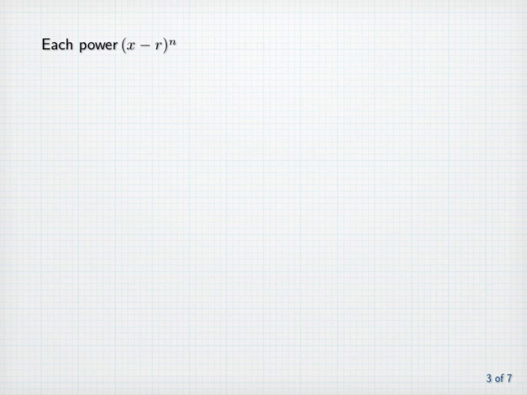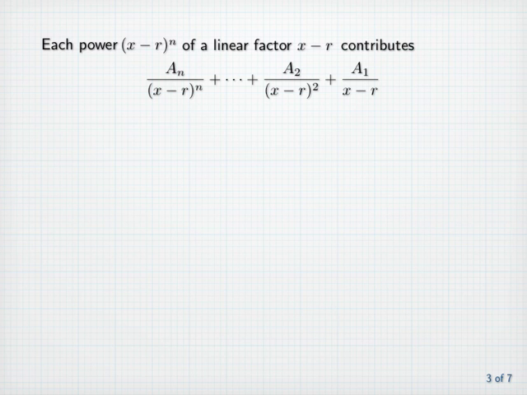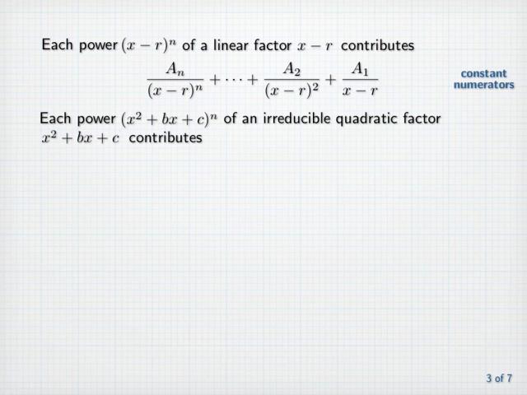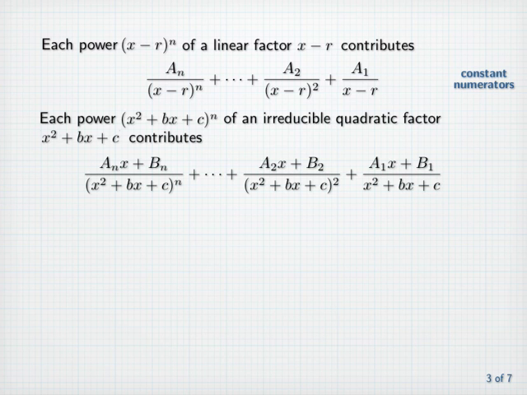Each nth power of a linear factor x minus r contributes n terms to the sum. Each power of x minus r, from the first power to the nth power, appears in one of the denominators, and every numerator is a constant. And each nth power of an irreducible quadratic factor contributes n terms, where each power of the quadratic factor, from the first power to the nth power, appears in one of the terms, and every numerator is a general linear expression, a constant times x plus a constant.